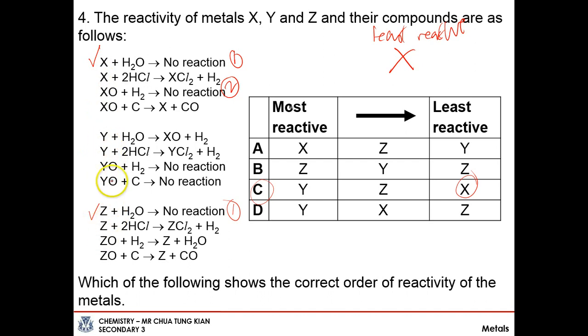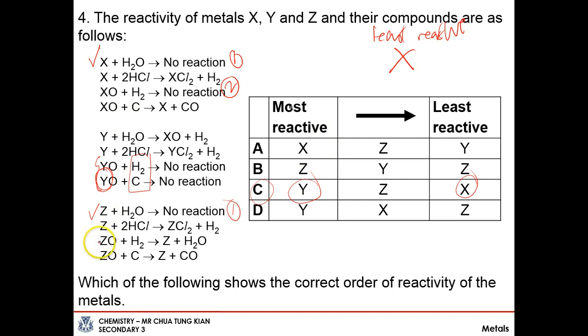Which is more reactive? So if you can see from this equation here, the metal oxide cannot be reduced by H2 or carbon into the metal. If it cannot be reduced by H2 or carbon, it means that the metal oxide is very stable. So in order for the metal oxide to be very stable, it must have formed from the reaction of a very reactive metal with oxygen. So the more reactive the metal, the more stable the product formed. And because the product is very stable, it cannot be reduced by either H2 or carbon. So we can conclude that Y is the most reactive here.